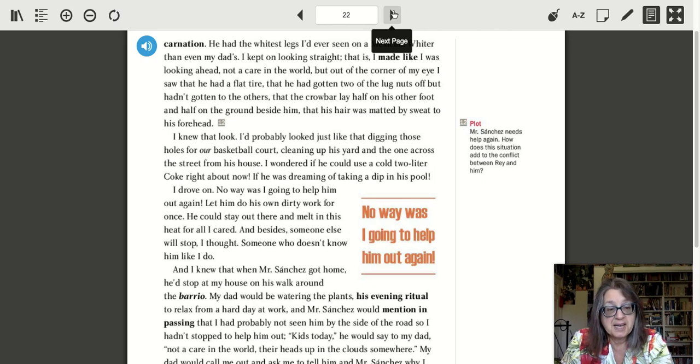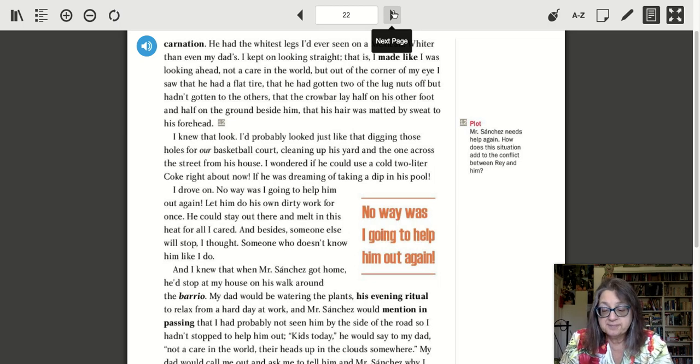So, here we have it. Mr. Sanchez needs help again. So how does this add to the conflict between Ray and Mr. Sanchez? There can be a conflict that's outside of the story, physical conflict, and there's also a conflict that can happen inside of a character. So Ray, in thinking, do I help him or don't I help him? That's his inner conflict.